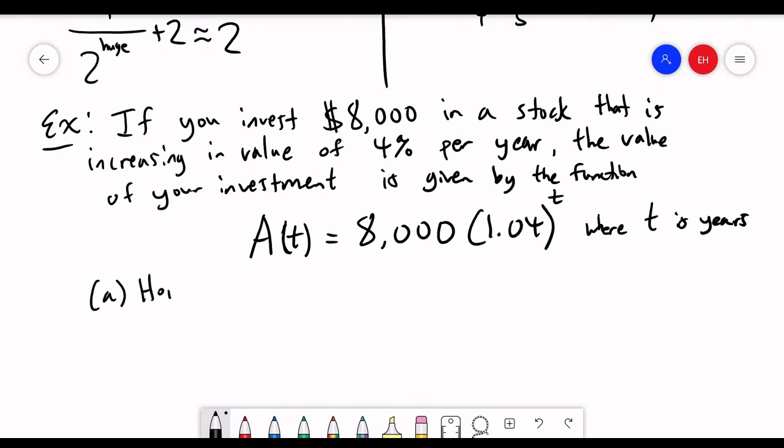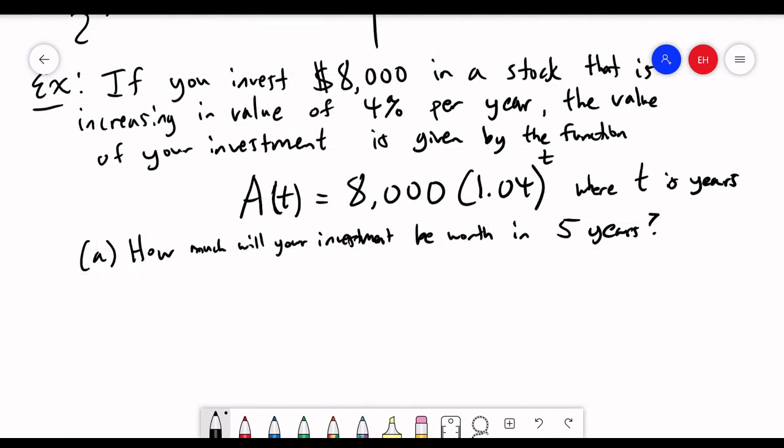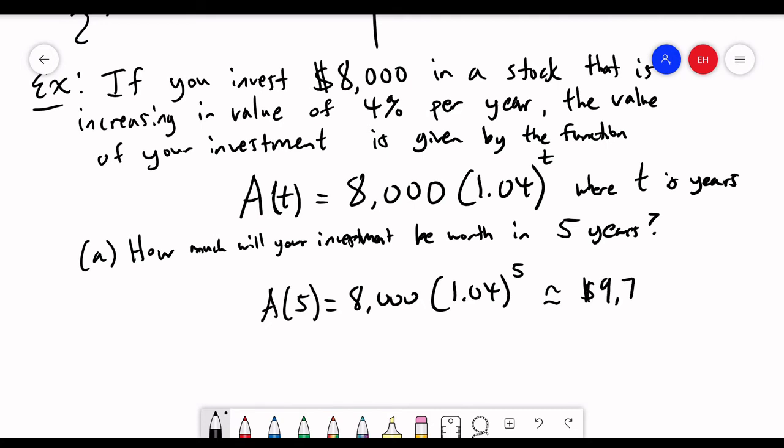All right, let's answer some questions about this. Question A, how much will your investment be worth in 5 years? How much moolah are we going to have in 5 years, right? All right, pause and think about how you would do it. Yep, you got it right. 5 is the year, so you put it in for the t, and you can just put this in your calculator, and you're going to get about $9,733. All right, easy enough. Just make sure that you can take the word problem and write the model. That's the really important part.